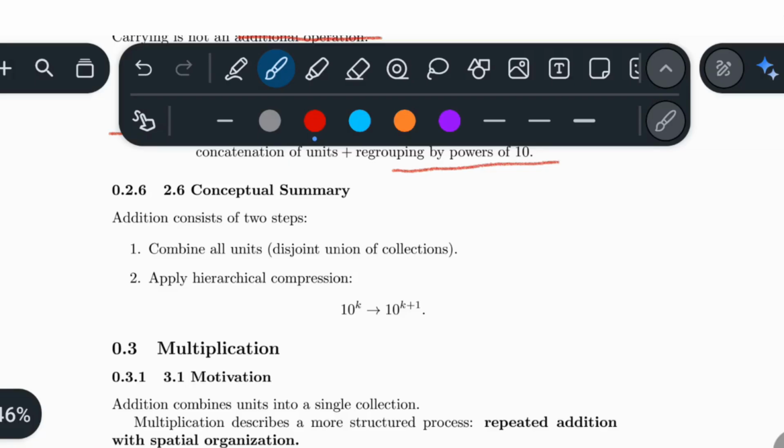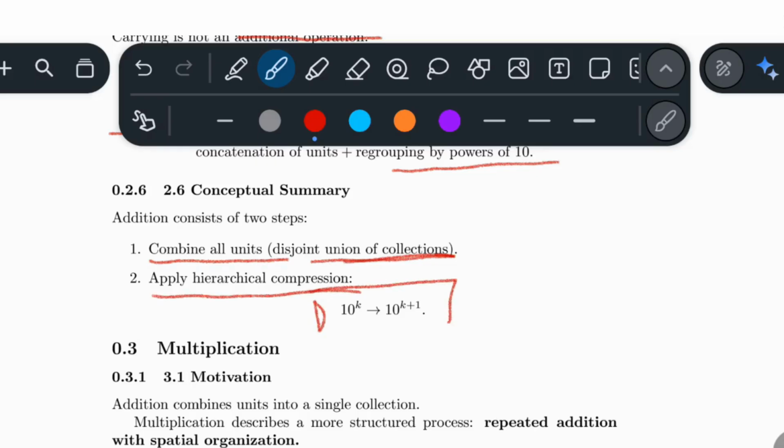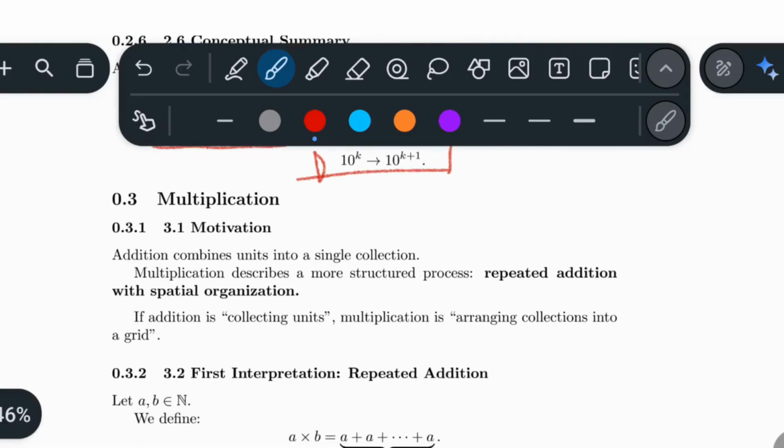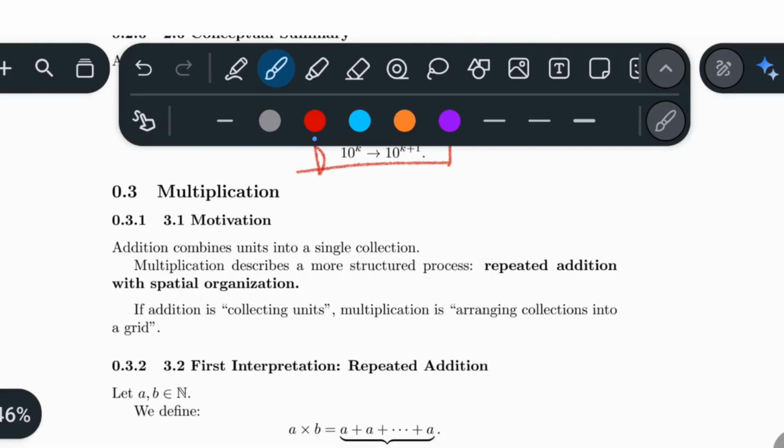Now move to the conceptual summary. Addition consists of two steps: combining all units from disjoint unit collections, and hierarchical regrouping, as we have discussed, like in vertical addition.